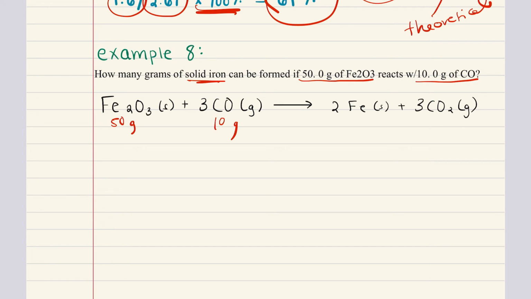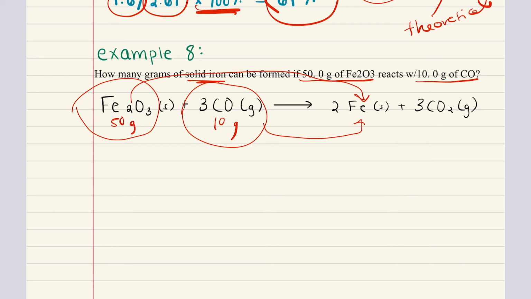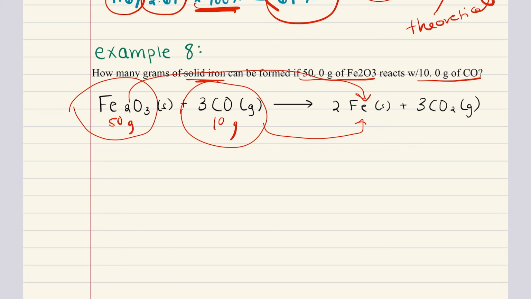We're going to start off first with 50 grams of iron oxide and see how much solid iron we can form. And then do the same thing with carbon monoxide and then compare those two values to see which one is less. That's our limiting reagent. Okay, starting off with iron oxide, we have 50 grams of iron oxide. We want to figure out grams of solid iron. So the first thing we want to do is convert this to moles of iron oxide.